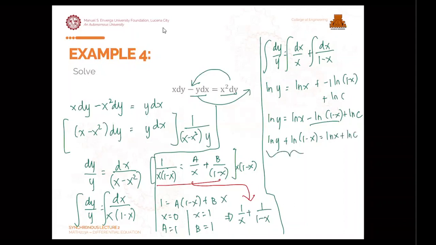Then applying yung property ng natural logarithm, ito magiging ln y times 1 minus x is equals to ln x times c. Or since both side are naka-ln, pwede nyo alisin yung ln. So magiging siyang y times 1 minus x is equals to x times c. Okay? So this will be your solution.